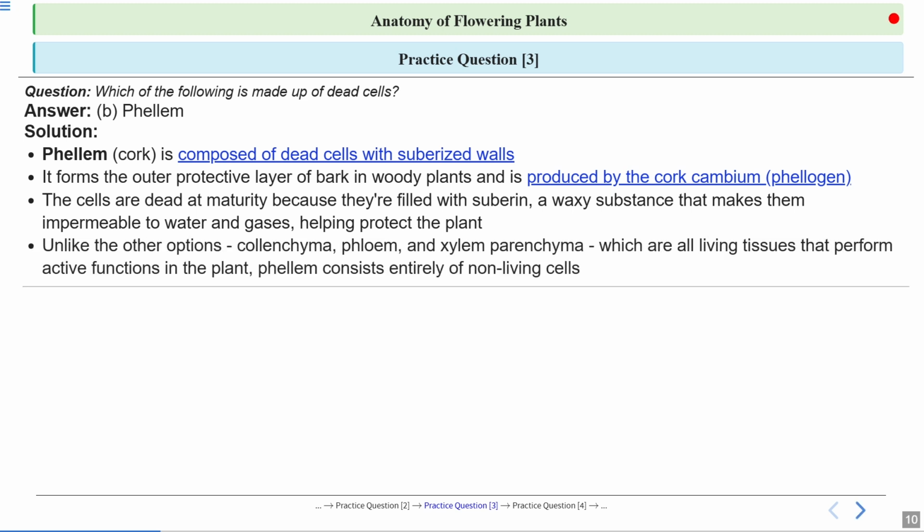So unlike the others, like collenchyma and phloem parenchyma, which are all living tissues that perform active functions in the plant, phellem consists entirely of dead cells. Now here you can see that in the case of phloem, there are phloem fibers. But before, when the phloem cells were formed, the different types of phloem cells were living. But later on, when they become mature, only the phloem fiber is dead. But phellem is the correct answer as it is totally dead and contains the cork cells. Okay.